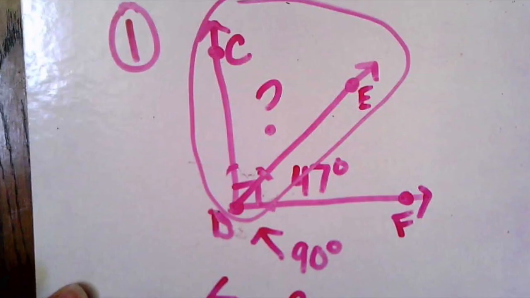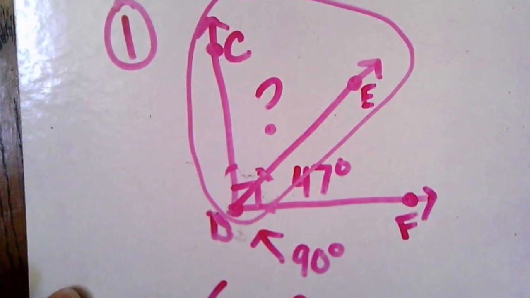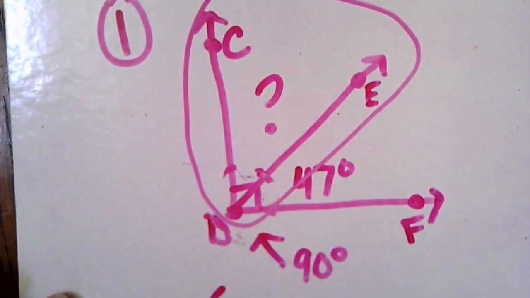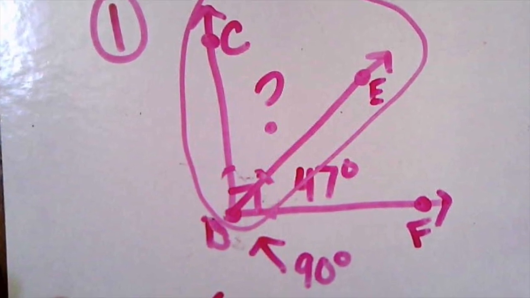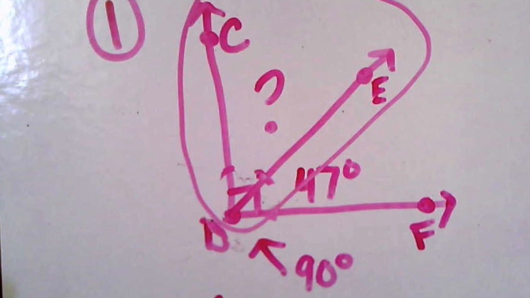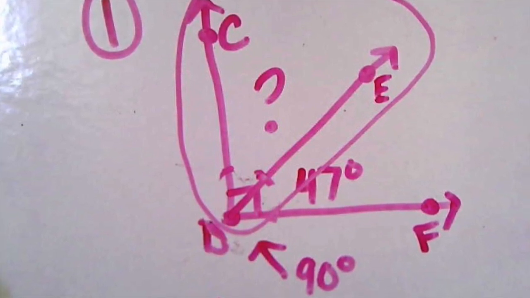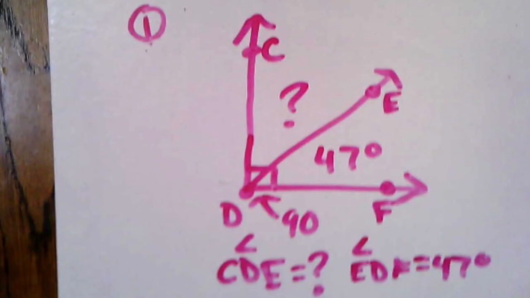Okay, so here I have circled CDE. Now, as you can see, it has a little question mark there, meaning we don't know what it measures. You'll either have a letter there, like the letter X, or a question mark to let you know that you don't know what this angle measures. Our goal is going to be to figure out how much CDE is. We also have to look at EDF as 47 degrees. So here I've written CDE question mark, EDF 47 degrees.